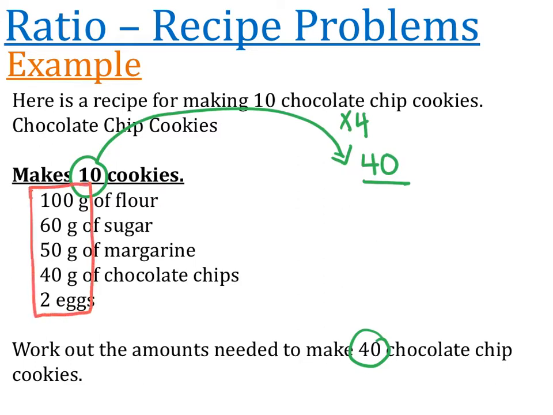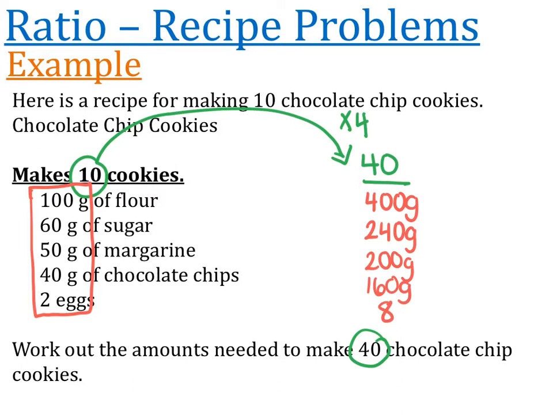Now, I would say you can do this without a calculator, but obviously I'm not watching you, so you can do what you want to do. So I'm going to say 400 grams of flour, 240 grams of sugar, 200 grams of margarine, 160 grams of chocolate chips, and 8 eggs. All right, so that is the basis of how you do all these questions.